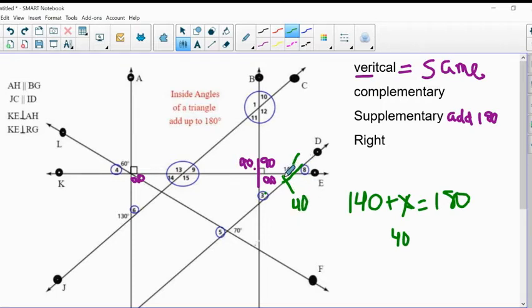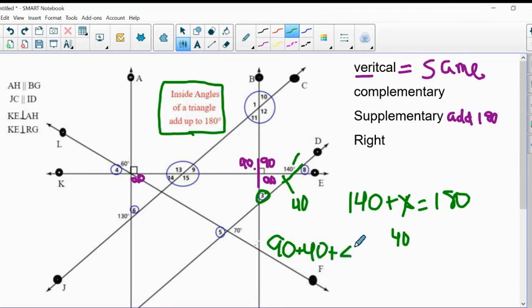If this is 40 degrees and this is 90 degrees, then we know what angle 3 is, because the inside angles of a triangle add up to 180 degrees. So we have 90 plus 40 plus our angle 3, and that's going to equal 180 degrees. So angle 3's measurement is 50.